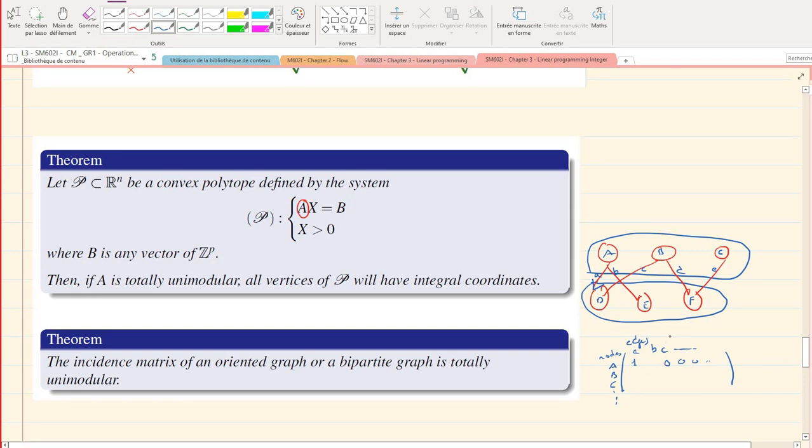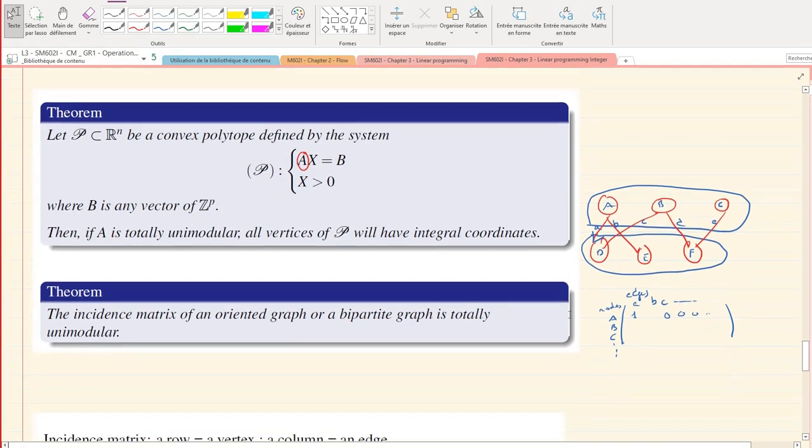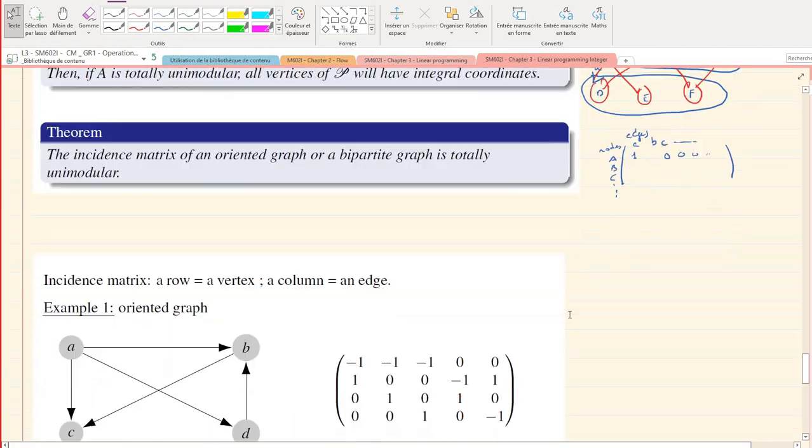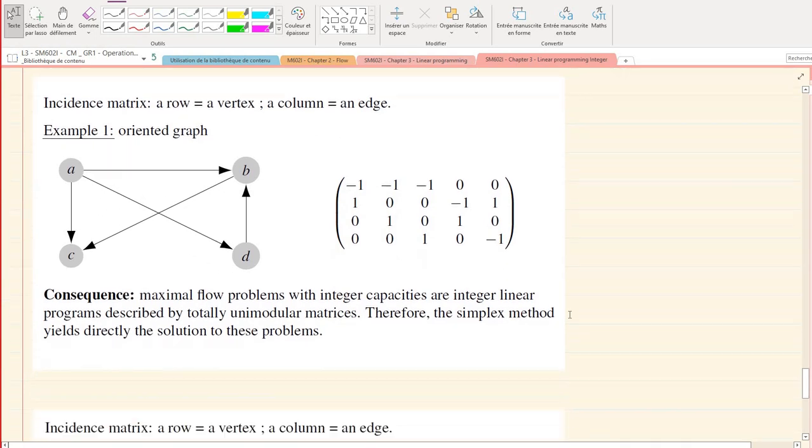The incidence matrix of a bipartite graph, for example, is a totally unimodular matrix. So if you take any determinant, it will be 1, minus 1, or 0. So if you are solving such a problem and your matrix is the incidence matrix, then all the vertices of P will have integer coordinates, and your problem will have a solution with integer coordinates. Yeah, that's an example.